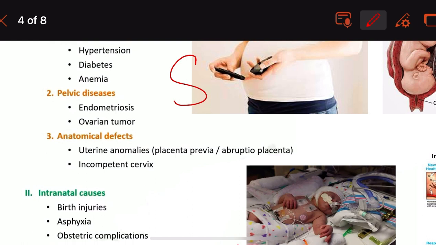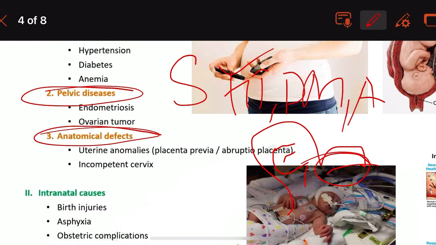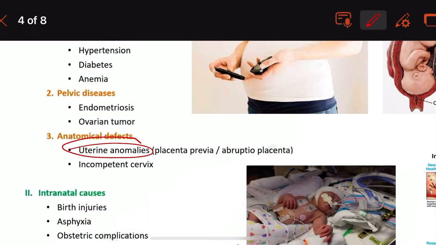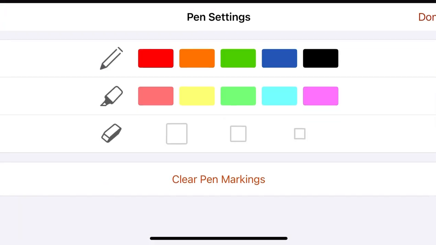What did we see? Systemic illnesses in the mother, maternal diseases like hypertension, diabetes, anemia, etc. Then we saw the pelvic diseases, that is the reproductive tract, and in that we saw endometriosis, ovarian tumors. Then the anatomical defects. In the anatomical defects, uterine anomalies can be there, and the placental insufficiency and the placental abnormalities like placenta previa, abruptio placenta could be seen, and incompetent cervix.